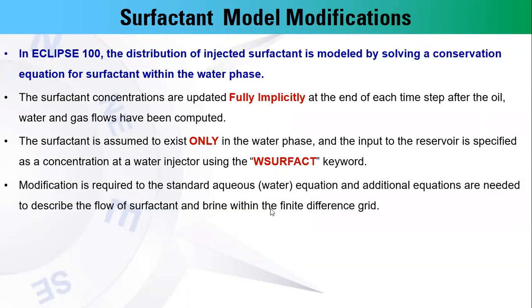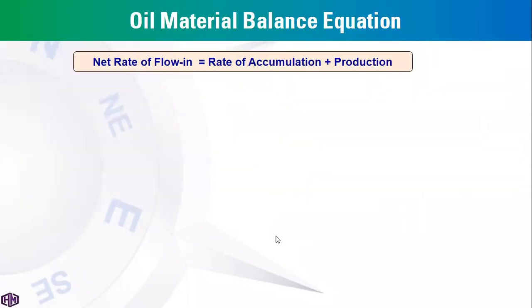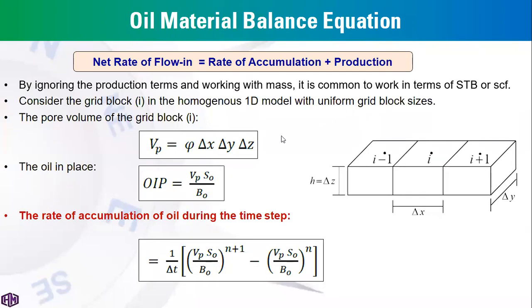So we'll highlight some keywords related to the surfactant model, but you have to keep in mind this is the material balance equation: net rate of flow in equals rate of accumulation plus production. This is simply if we have this grid block, this is the pore volume of this grid block. It's simply the dimensions dx, dy, dz, very simple, multiplied by porosity. So we have the pore volume.